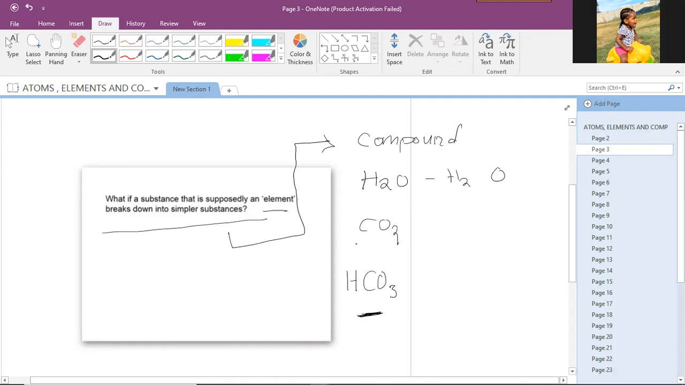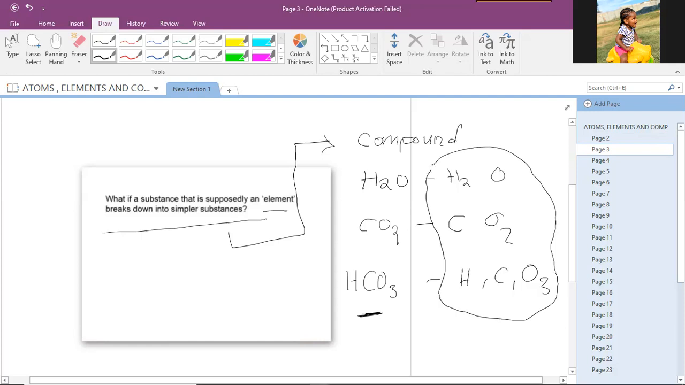But what I'm saying here is that if something looks like an element, but you can split it up into its individual elements, this is carbon and oxygen, this is hydrogen, carbon, and 3 oxygen atoms. If a substance looks like an element, but it can be split into its individual elements, that substance is not called an element, but we call it a compound. So a compound is a combination of two or more elements chemically combined to form bonds.